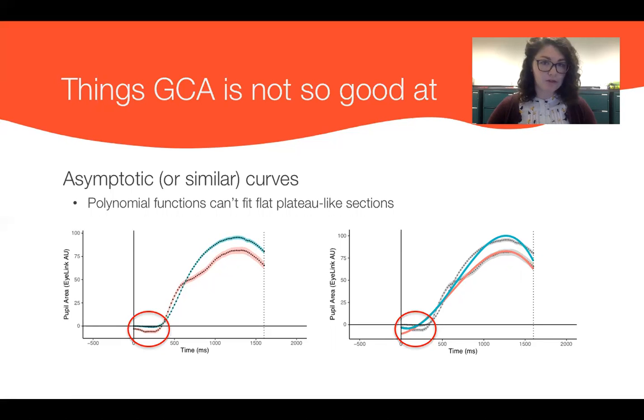but this is important in general when you're thinking about the kind of data you're going to be fitting with GCA, because GCA may not be well suited to the shape of your data. GCA has a really hard time with eye tracking data, for example, because we tend to get a lot of plateaus in the shape of that response.